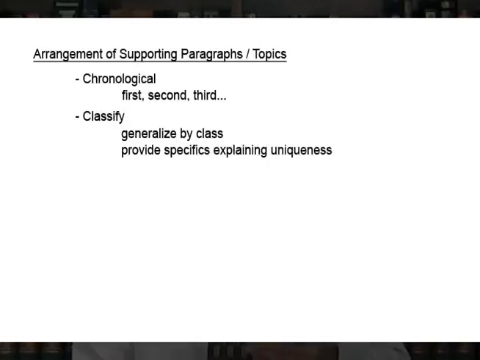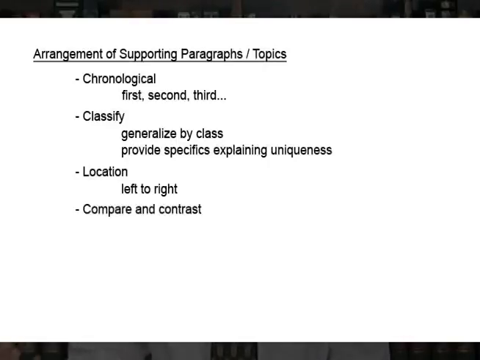You could arrange your supporting paragraphs according to location. What happened first? What happened left to right? Excuse me, that was chronologically. Location is what happened left to right. Looking around, what do I see from my left side to my right side? You can arrange it that way. You can arrange supporting paragraphs according to compare or contrast. In other words, you take one idea, some sort of concept or some sort of idea, and you measure it against something else within that same category.